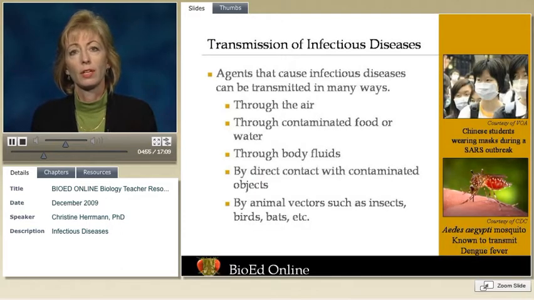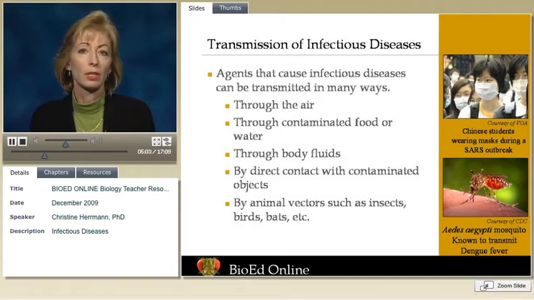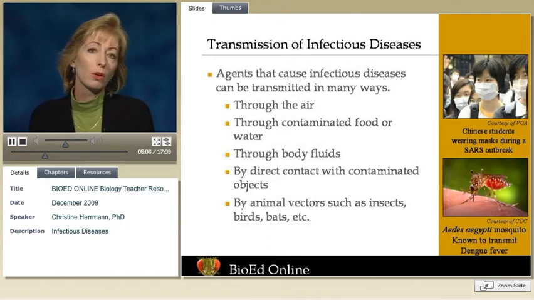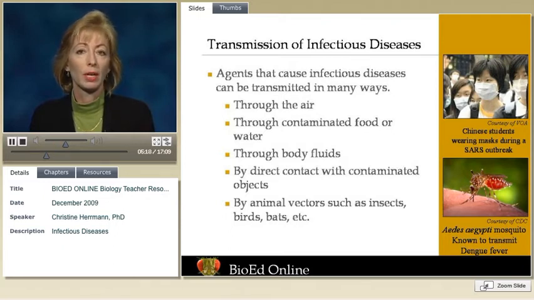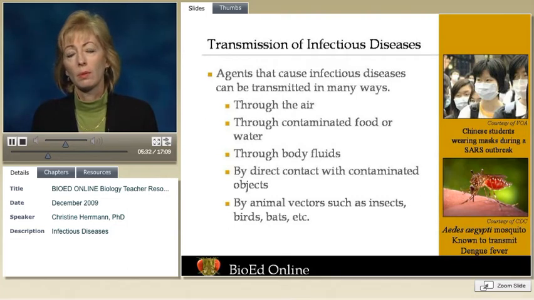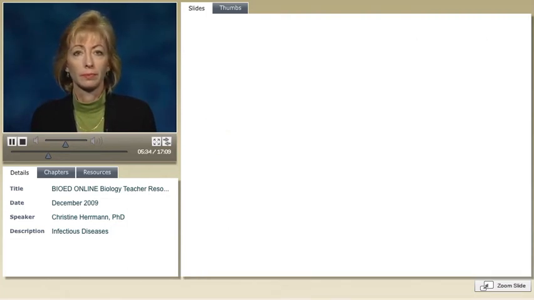There are many ways that infectious diseases can spread. A particular pathogen usually has a specific way in which it is transmitted that is related to the type of cell or tissue that the agent targets. For example, cold viruses infect the respiratory tract and are dispersed through coughing and sneezing. Once in the air, the virus particles can then infect the respiratory tract of another person when inhaled. Ways in which infectious agents can be transmitted are through the air, through contaminated food or water, through body fluids, by direct contact with contaminated objects, and by animal vectors such as insects, birds, and bats.